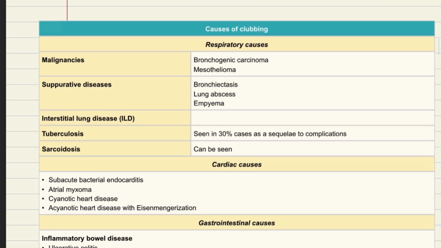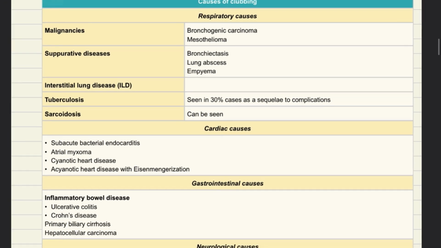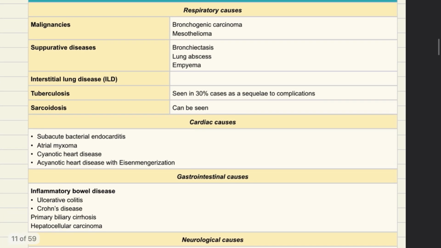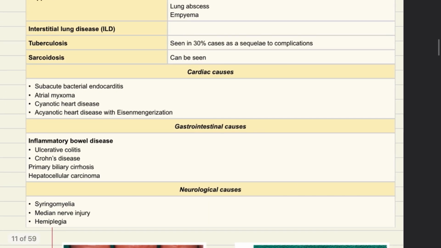Now let us see what the causes of clubbing are. In the exam you are not expected to answer all the causes, but most importantly you have to answer the very common ones, like bronchogenic carcinoma, very important. Then we have the suppurative causes, like bronchiectasis and lung abscess, which are very important. Then the cardiac causes are very important, most importantly cyanotic heart disease.